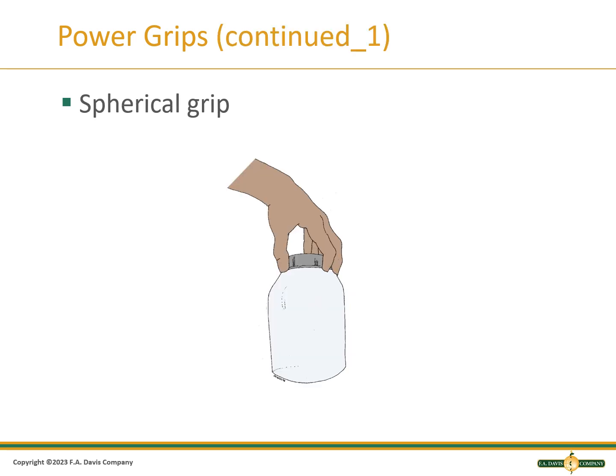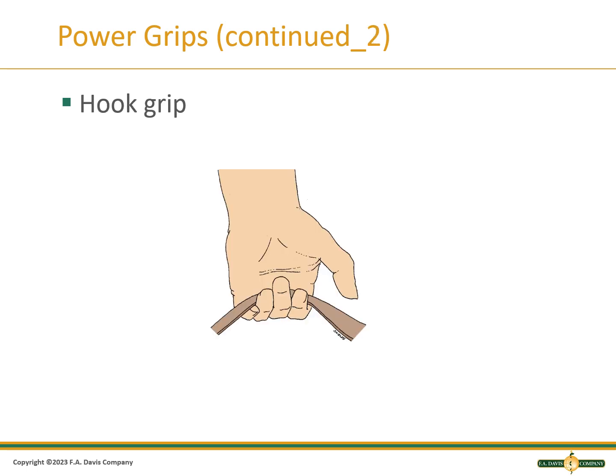We also have the spherical grip for our power grips, and that's where the fingers and thumbs abduct around an object, such as the type of grip you use when you're unscrewing a lid from something. We also have the hook grip as one of our power grips, and that's where the fingers hook around but the thumb is not included, and so that grip is coming only from digits 2 through 5.